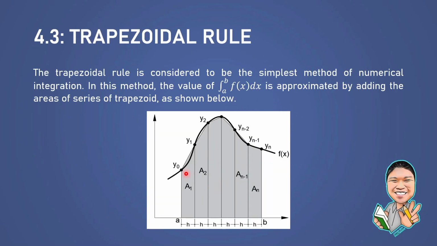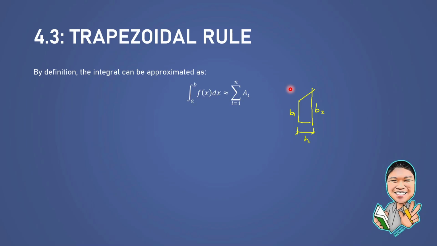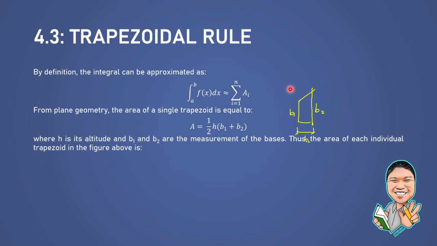Ito. So, for area sub 1, that is 1/2 ng h. Tapos, yung bases, itong y sub 0, tapos y sub 1. Tapos, yung area sub 2, ang height ulit as h, pero yung bases is y sub 1 and y sub 2. So, continue nyo lang yun. Ganun lang naman yung ibig sabihin nun, class.